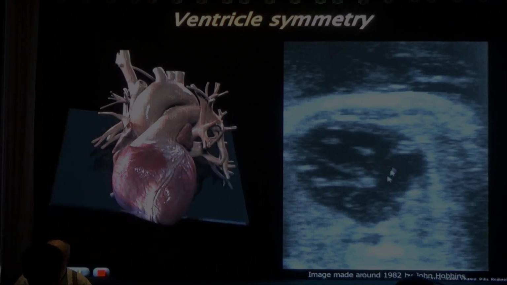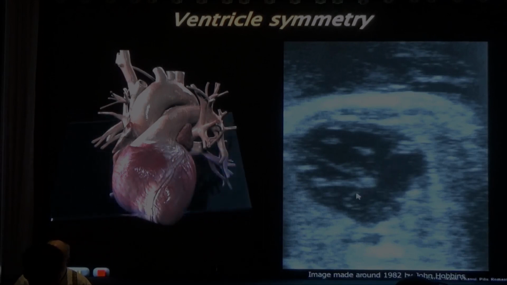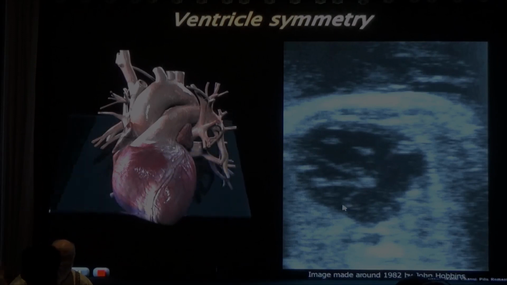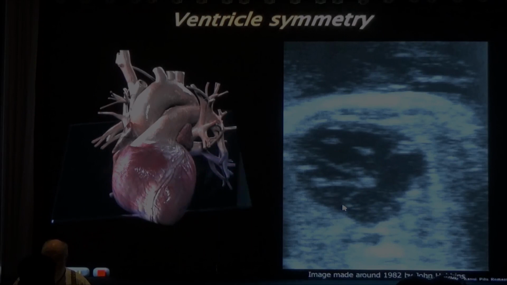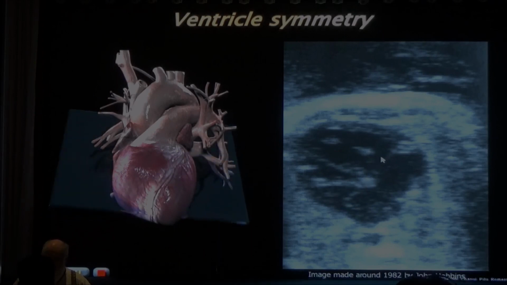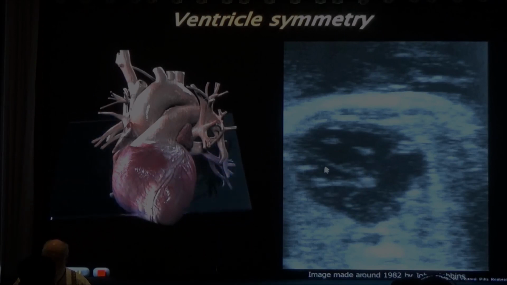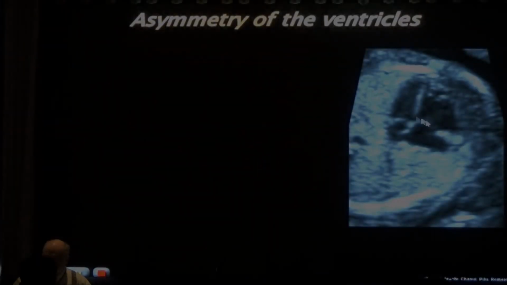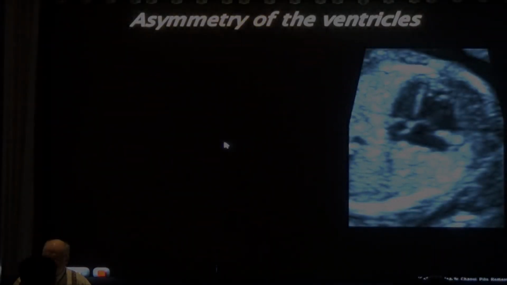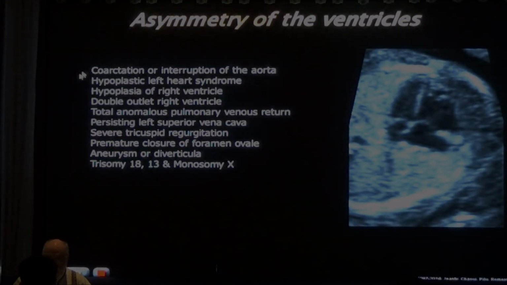Now, in 1982, we didn't know that having the AV valves at the same level was a sign of atrioventricular septal defect, which is, of course, a big indicator of trisomy 18. But now we know that. But in 1982, this is the only thing we knew. So if you see an asymmetry like this, there's a long list of differential diagnoses of causes for that. But by far the most common here is coarctation of the aorta.